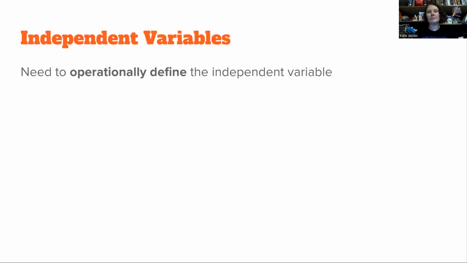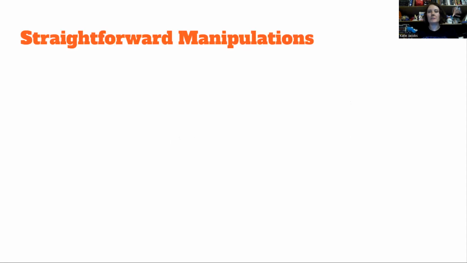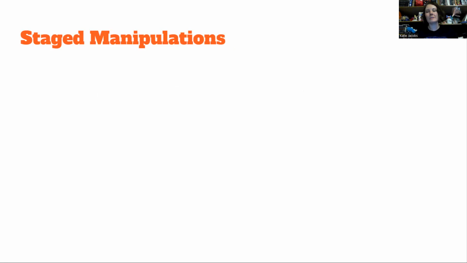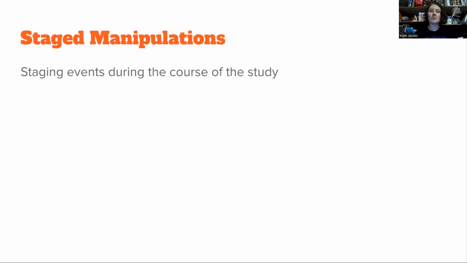Independent variables: for your study, you're going to need to operationally define the independent variable. That just means, how are you going to identify which group is which? Straightforward manipulations of the independent variable are basically where you have instructions, stimulus presentations, you just put participants into groups, things like that. It's really straightforward. There's no deceit. Most independent variables in studies are going to be straightforward manipulations. However, there are also staged manipulations. This could be staging events during the course of a study.